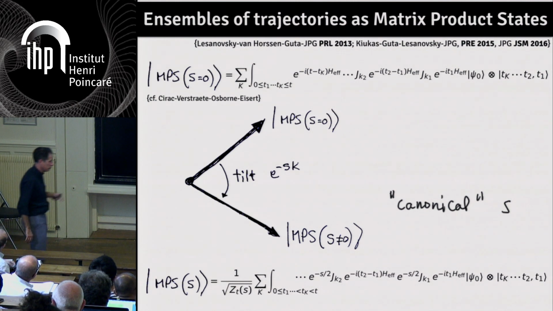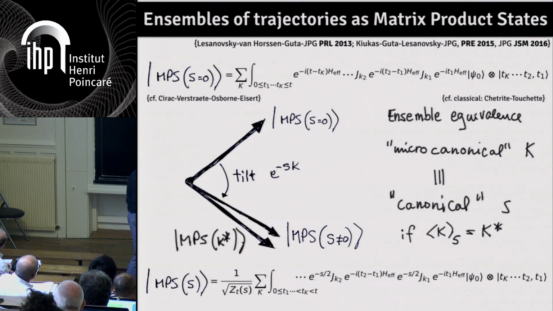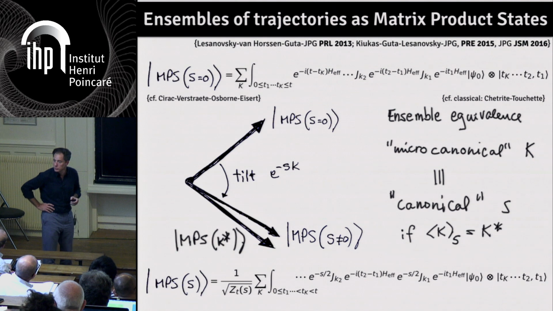So why is this useful? I won't go into details, but I'm trying to emphasize the analogy with the equilibrium stat mech that you know about, in that this is an ensemble associated with a certain value of s. s is the conjugate of my observable.